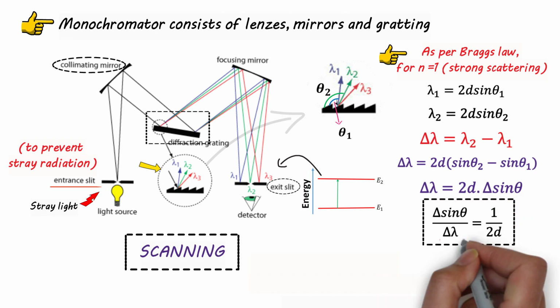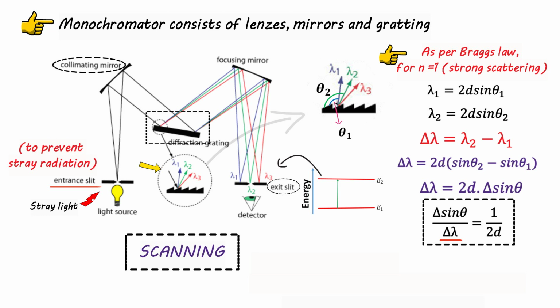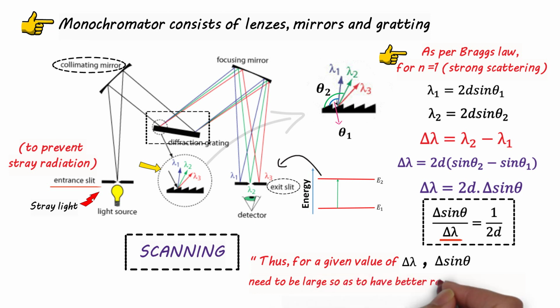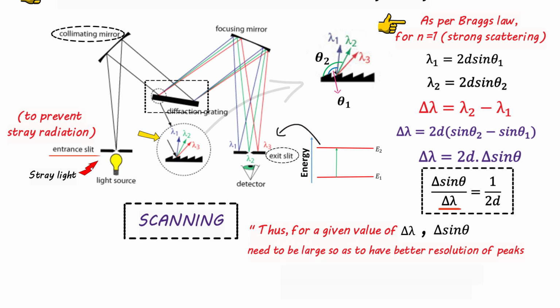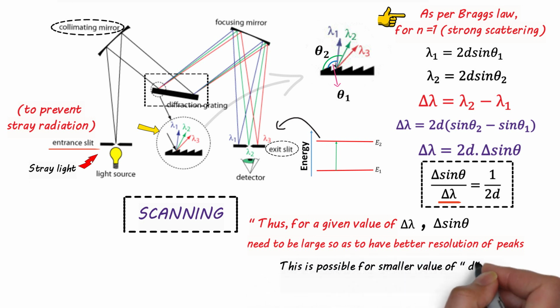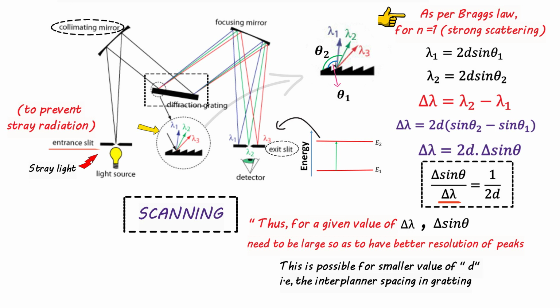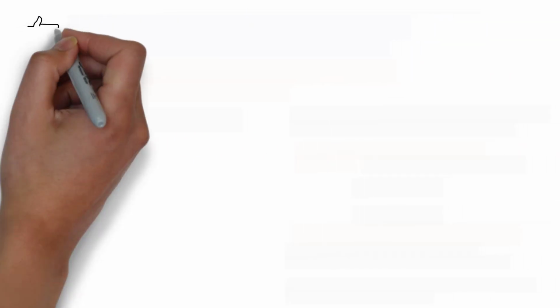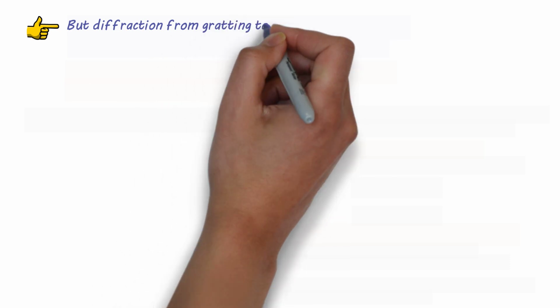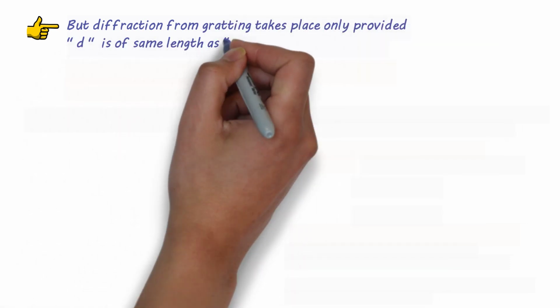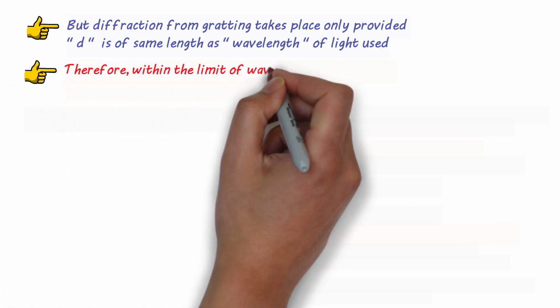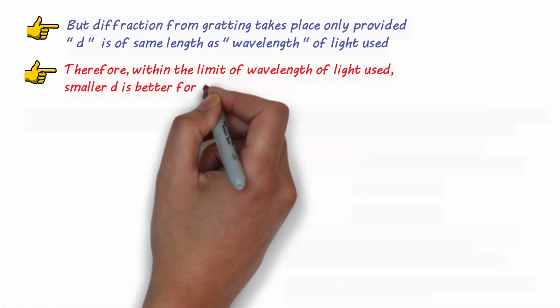Here, delta lambda is the difference of wavelengths, or the difference of signals or peaks, that one wants to resolve in absorption spectroscopy. Now, for a given value of delta lambda, delta sine theta needs to be large so as to have better resolution of peaks. This is possible only for a smaller value of d, that is the interplanar spacing in the grating. But it is important to mention that diffraction from a grating takes place only provided the interplanar spacing d is of the same length as the wavelength of light used. Therefore, within the limit of the wavelength of light used, smaller d is better for good resolution.